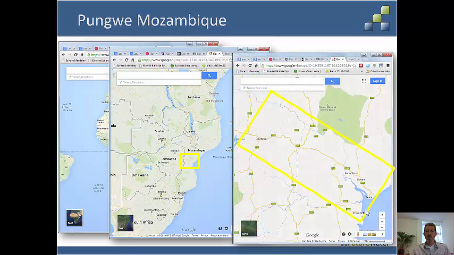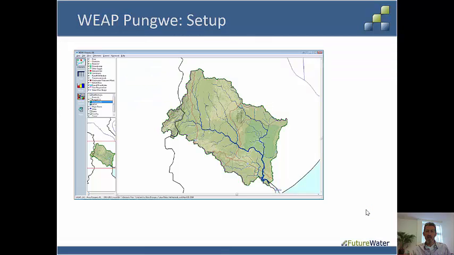Here you see a little more detail, and it's a typical basin where you've got a big town called Beira with a lot of demand. There's a lot of irrigation downstream, and upstream there is some rain-fed agriculture, some forest and some mountains. So it's a typical example of basins you can find everywhere. We took data and put it in our model, and here you see a screenshot of the WEAP model.